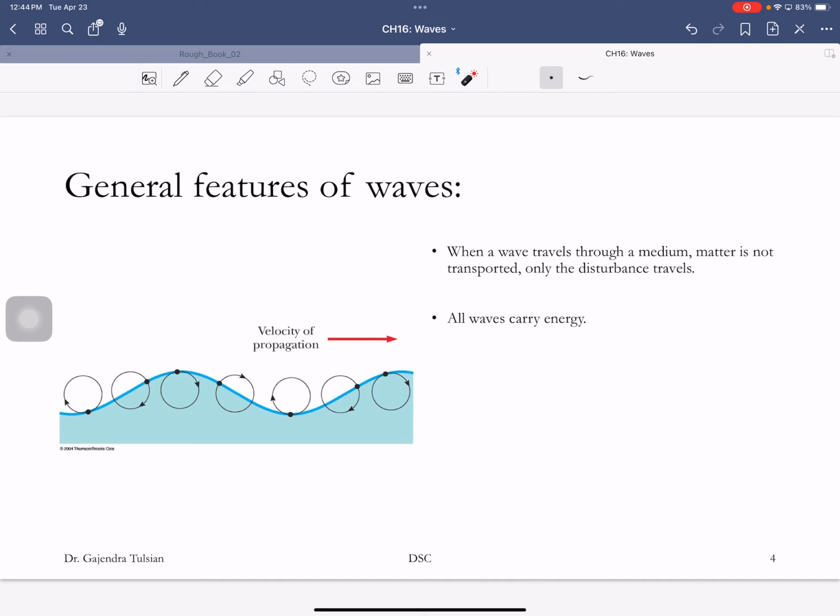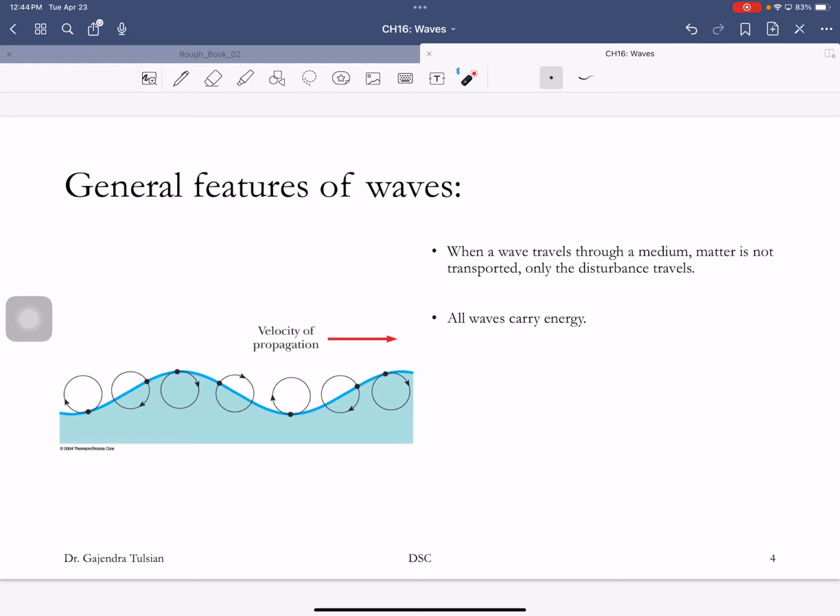All right. So general features of waves: when a wave travels through a medium, matter is not transported. Only the disturbance travels. And what is transported? Energy. Energy is transported. All waves carry energy.